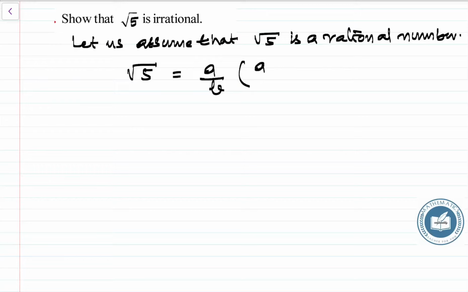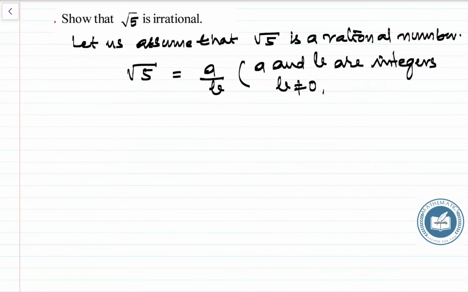Here a and b are integers and b not equal to 0, and a, b are co-primes. So already you know that co-primes means only 1 is the common factor, no other factors except 1.